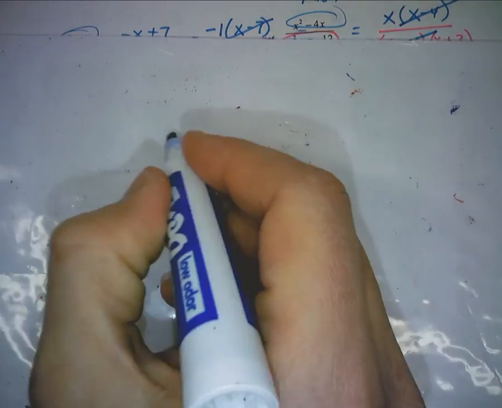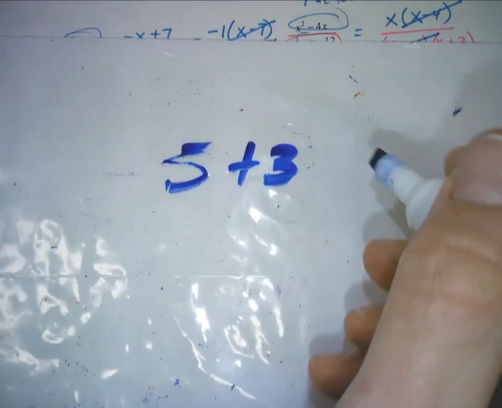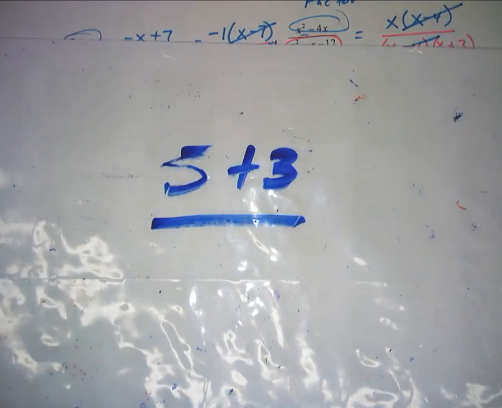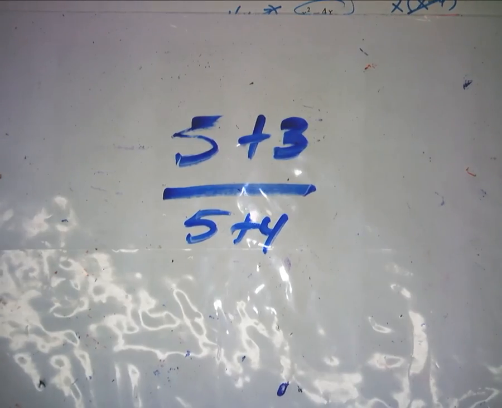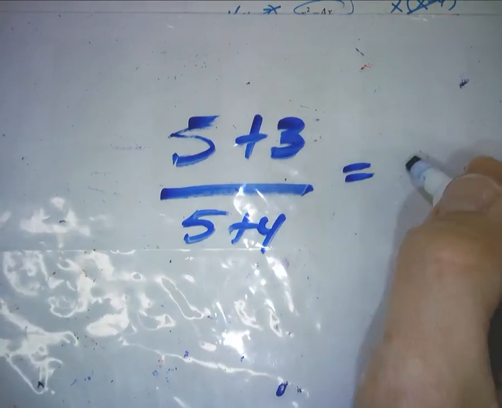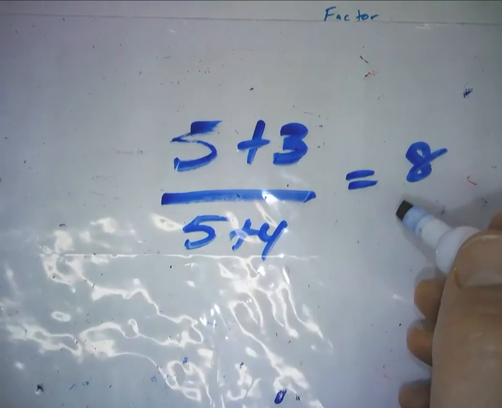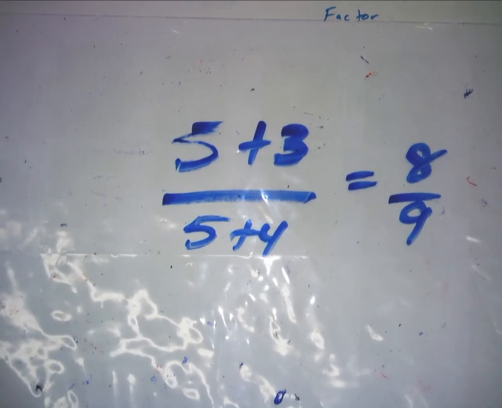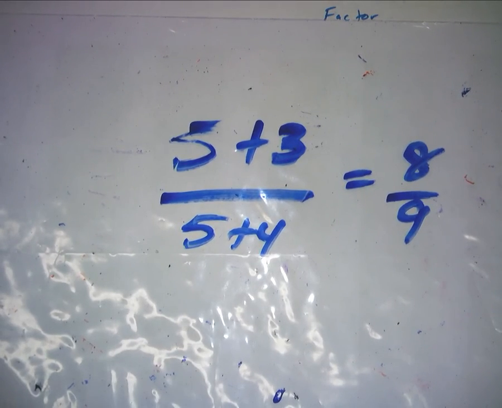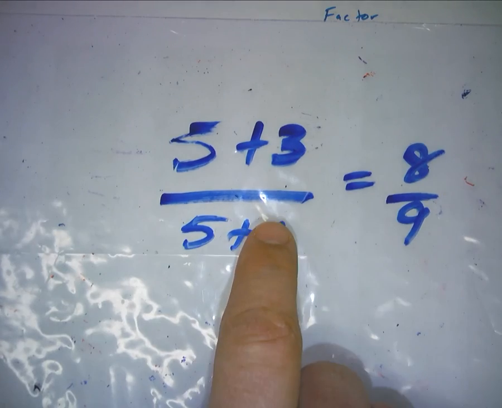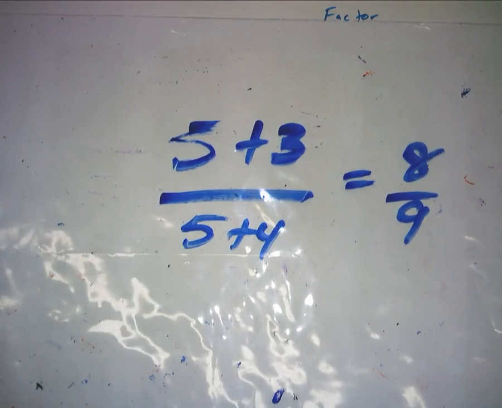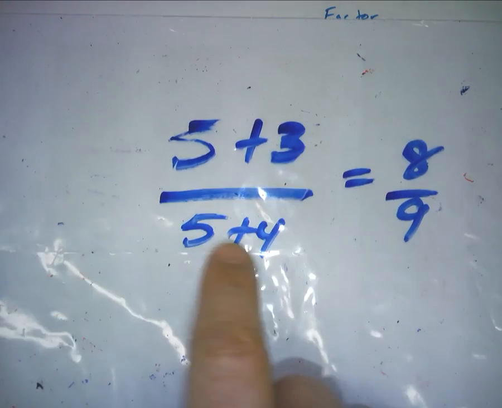Let's say we have 5 plus 3 on top, and on the bottom we've got 5 plus 4. Well, we agree 5 plus 3 is 8, and we agree 5 plus 4 is 9, right? So simplifying that, that's 8/9. On top, this is a binomial and this is a binomial. You either reduce the whole thing or you don't reduce anything. So the top doesn't reduce.